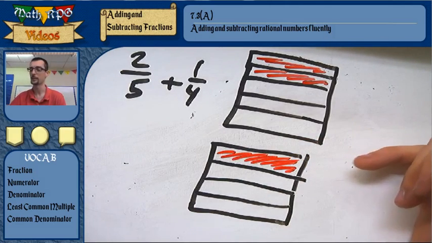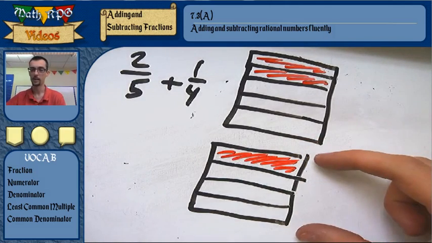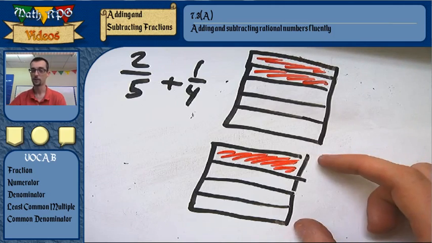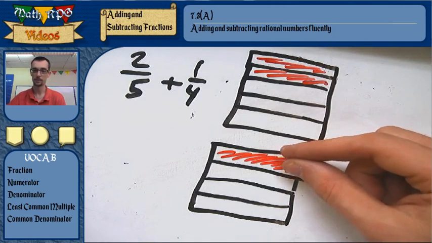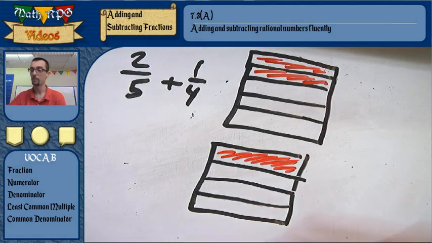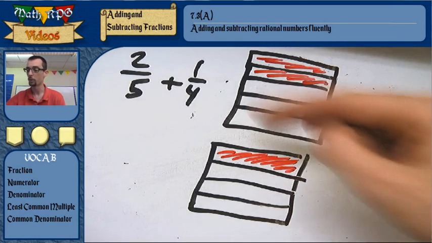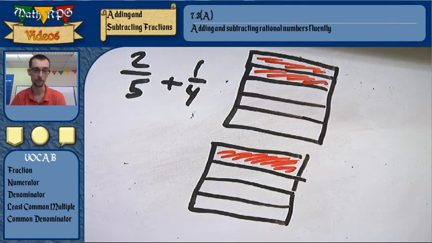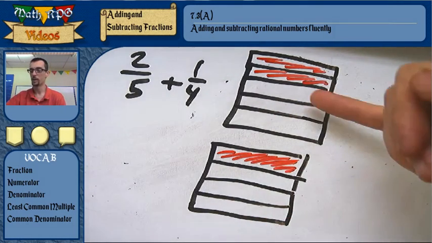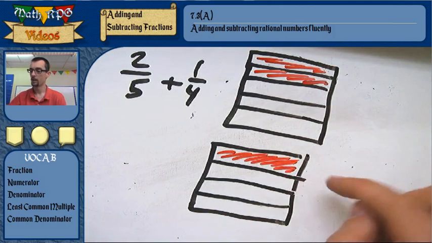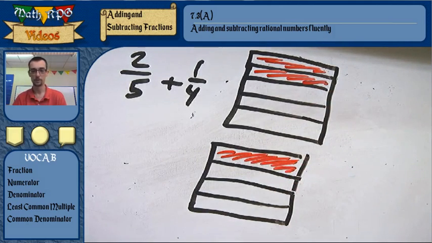Mine don't look exactly the same. But let's pretend that this square is the same as this square, the same size. If that's true, then these pieces are not the same size, even though my drawing doesn't look like it. The pieces are different sizes, right? Because my totals are the same size, I'm dividing them into a different number of pieces. So these ones are smaller than this one.